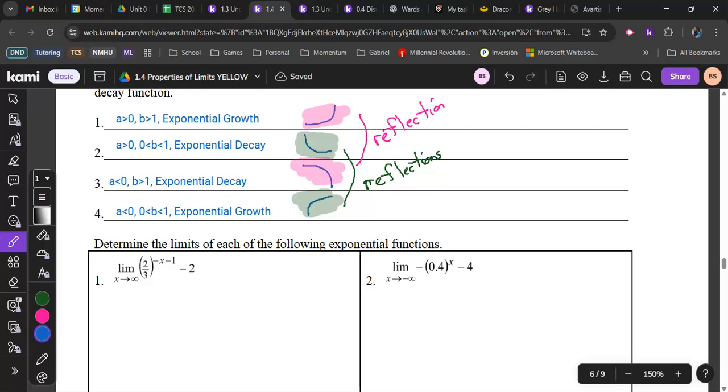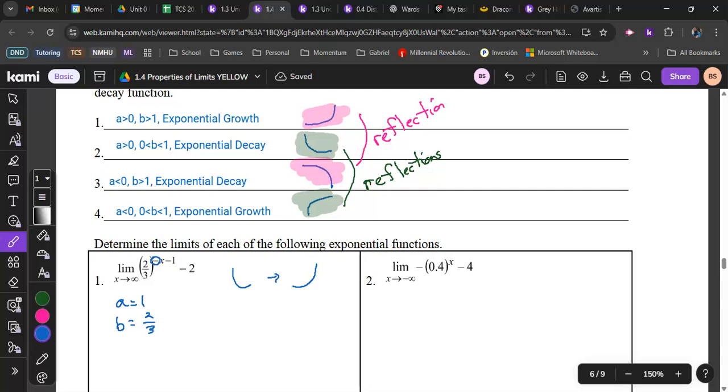A is 1, right? Because there's nothing in front of it, so A equals 1. B is 2/3, so it's between 0 and 1. So it should look like this. It doesn't look like that because what does this negative do? Reflects it how? Horizontally or vertically? If it's in front of X, it reflects horizontally. So it's going to actually look like this. This is what our graph is going to look like.